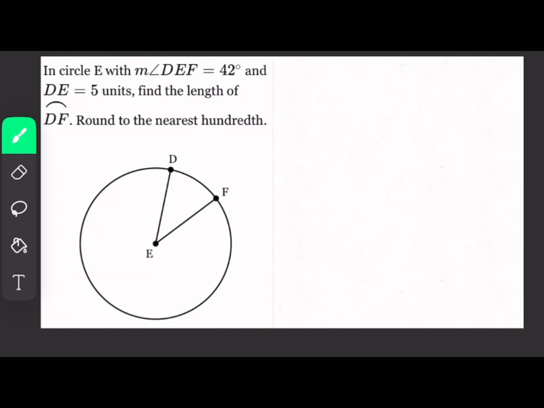Okay, back to the Delta Math, and sorry this jumps around so much. In circle E with a measure of angle DEF equaling 42 and DE equaling 5 units, find the length of arc DF. And round to the nearest hundredth.